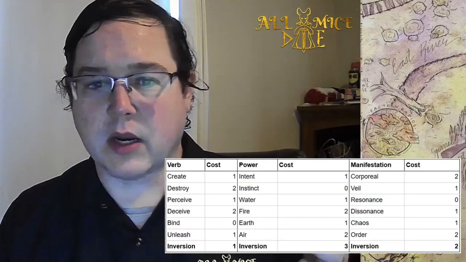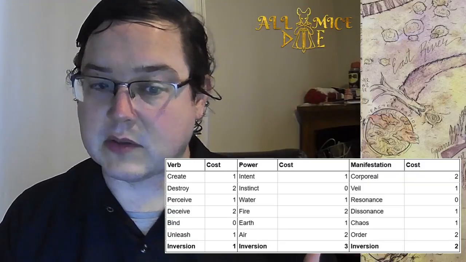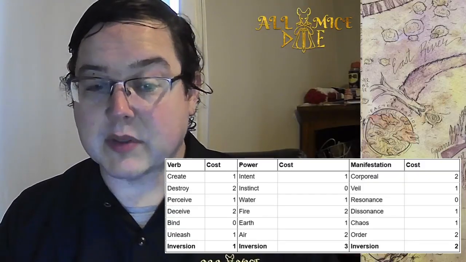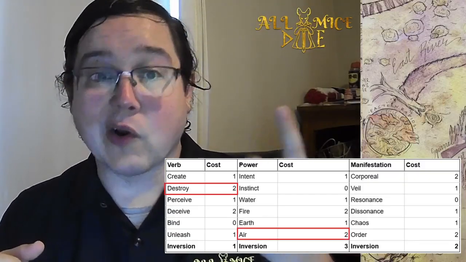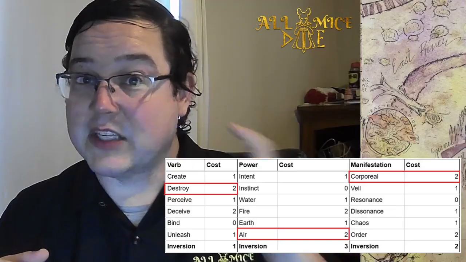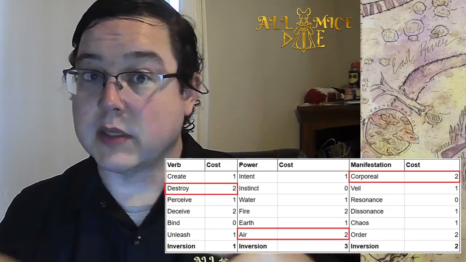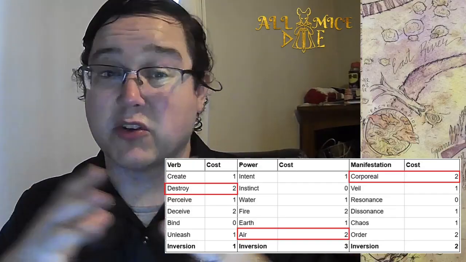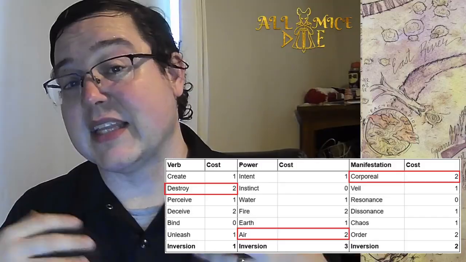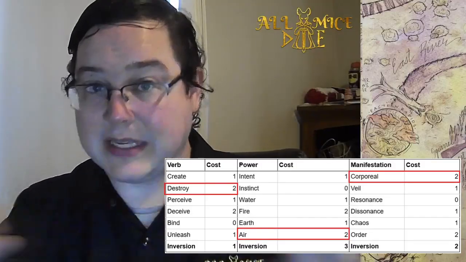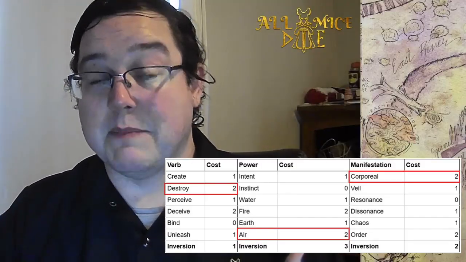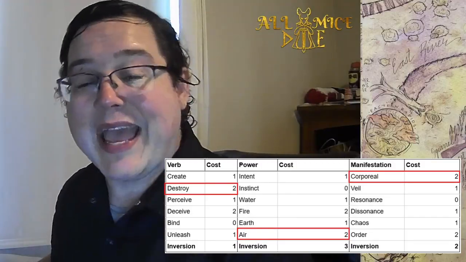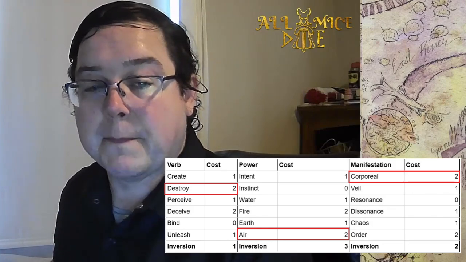Okay, so these are the easiest things to use. When you see the chart here, what are some more difficult things to use? Well, consider, for example, something like Destroy Air Corporeal. That is 1 plus 2 plus 2 plus 2, for a total of 7. That is a level 7 spell as our base starting point for those words, meaning that it's relatively difficult to do anything with those keywords this year.